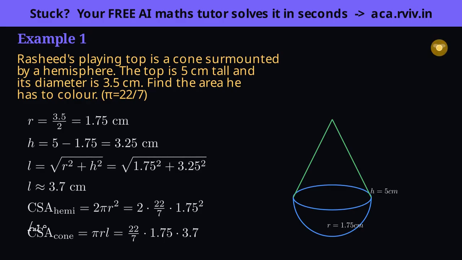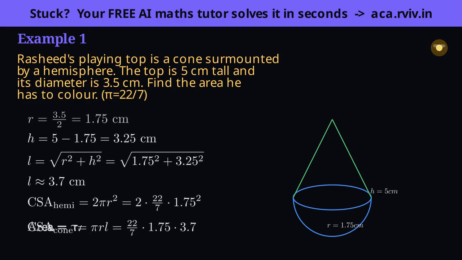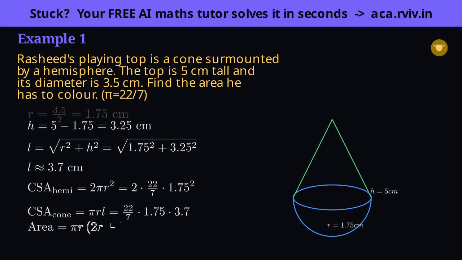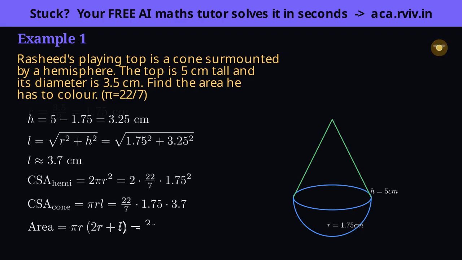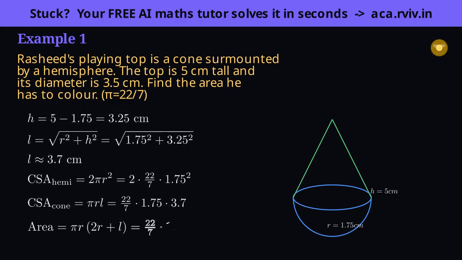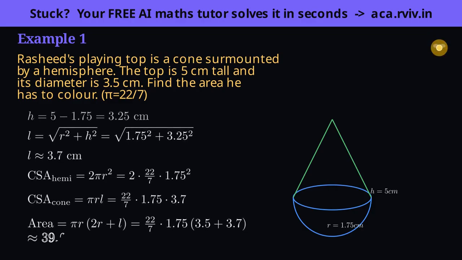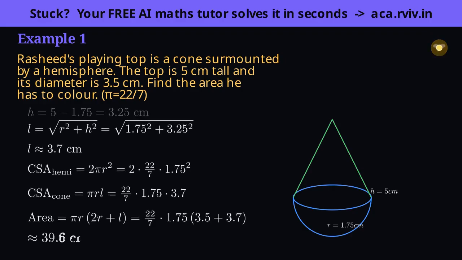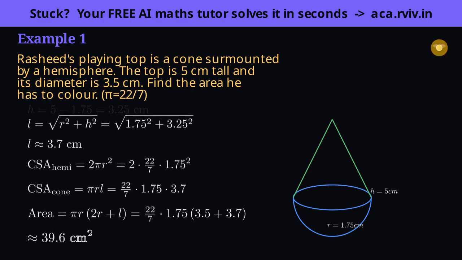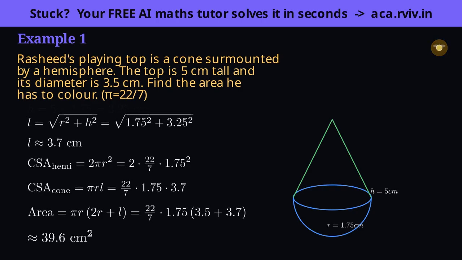Now we add the 2 curved areas. Here's a tidy shortcut, both pieces carry the common factor pi r, so we can pull it out front and just add what's left inside the bracket, 2r from the hemisphere and L from the cone. Less arithmetic, fewer slips. Finish the arithmetic, add inside the bracket, then multiply by pi r, and we land on the area Rashid has to color, about 39.6 square centimeters.